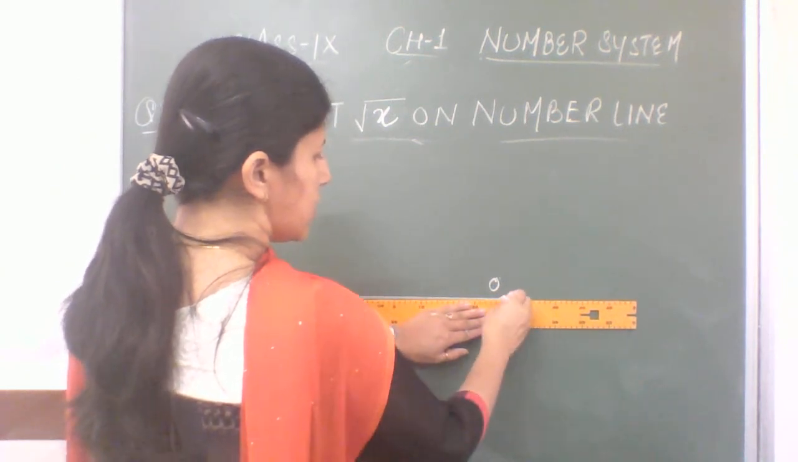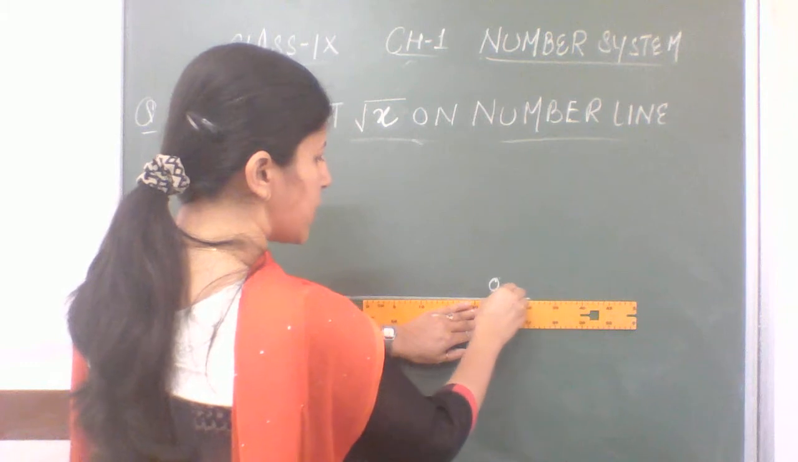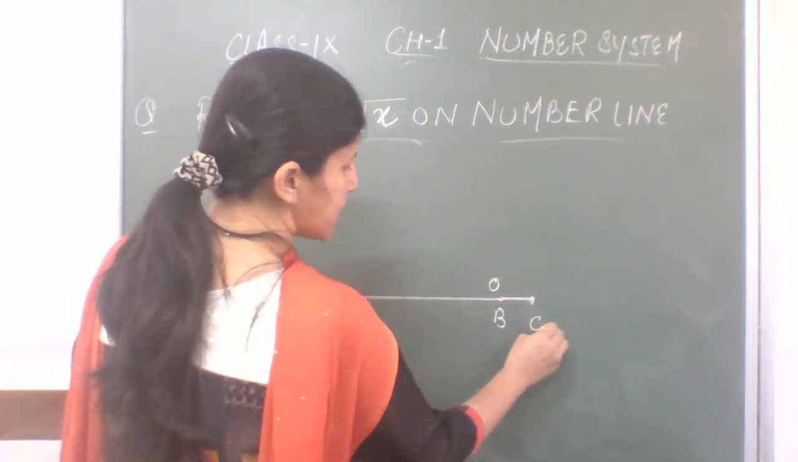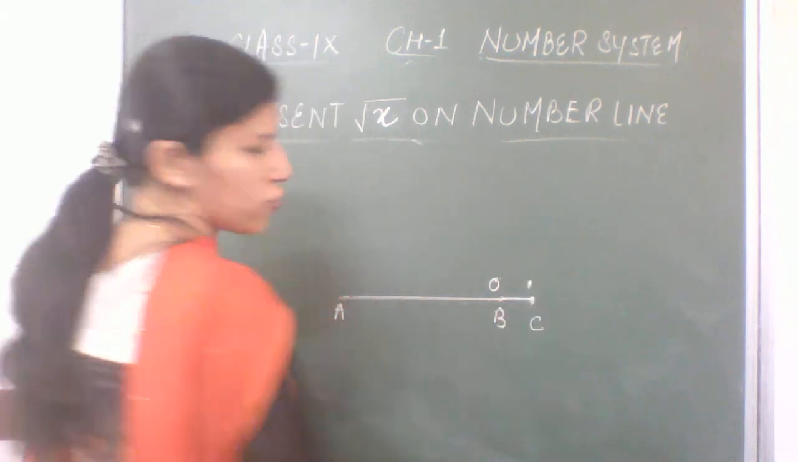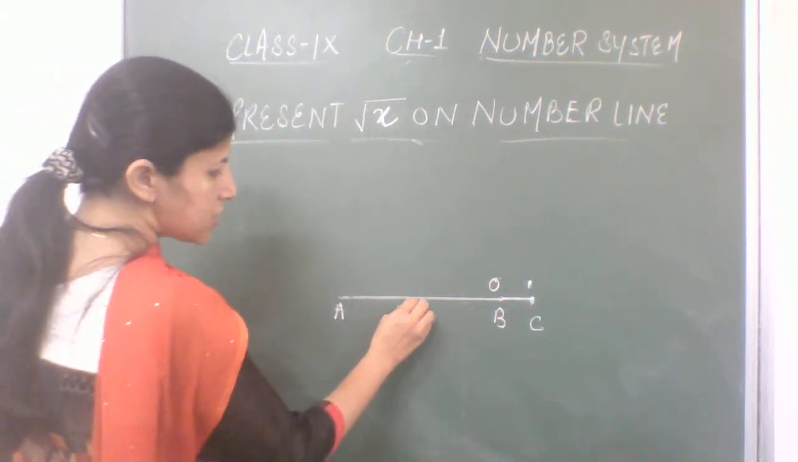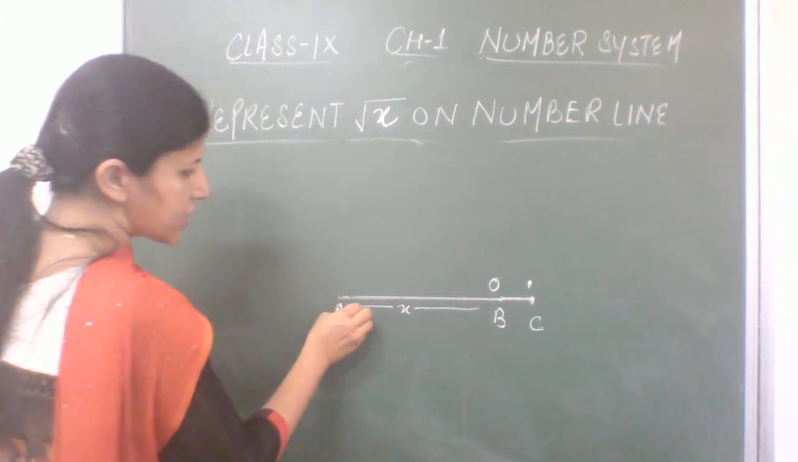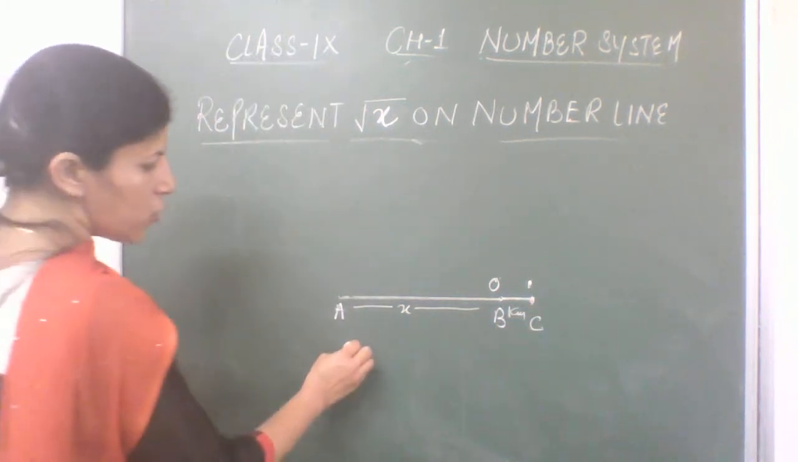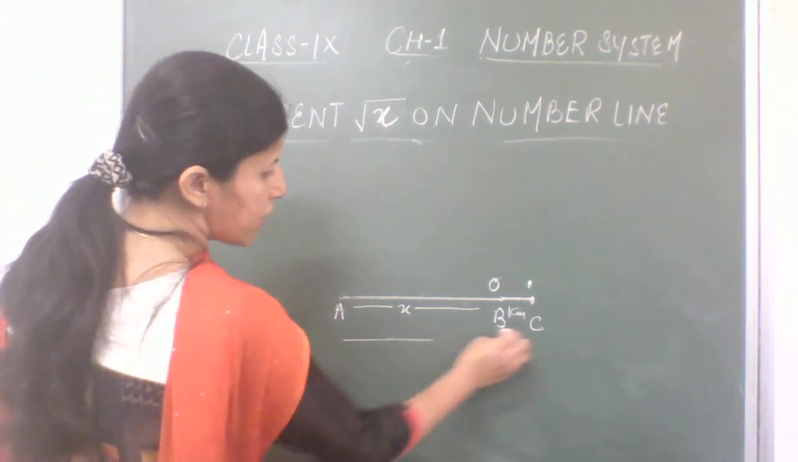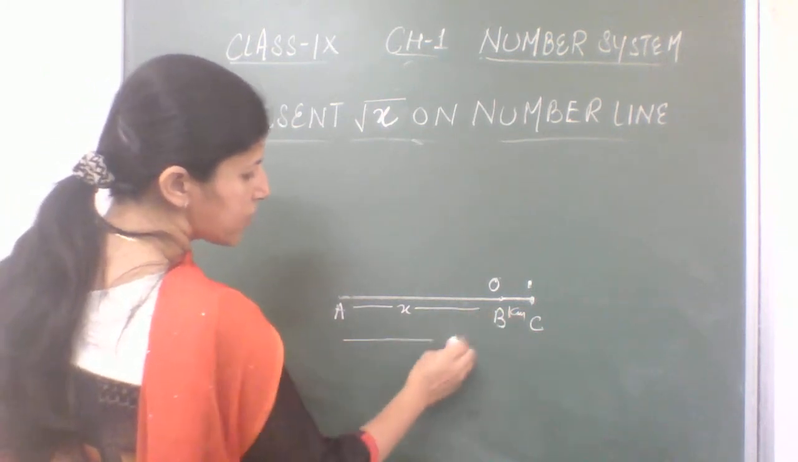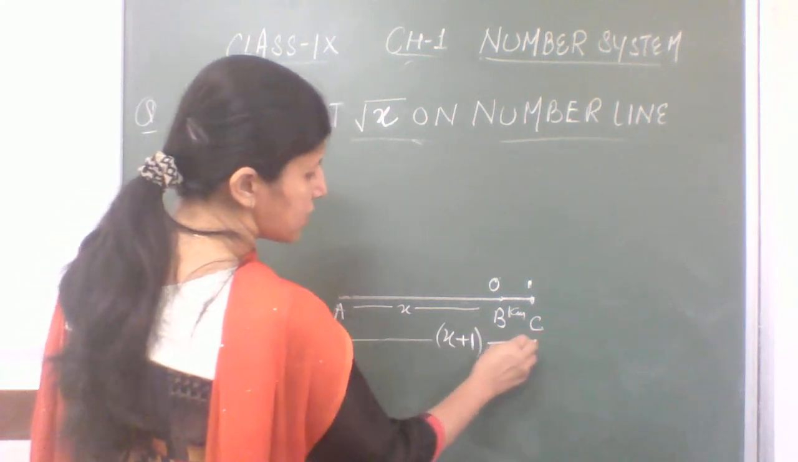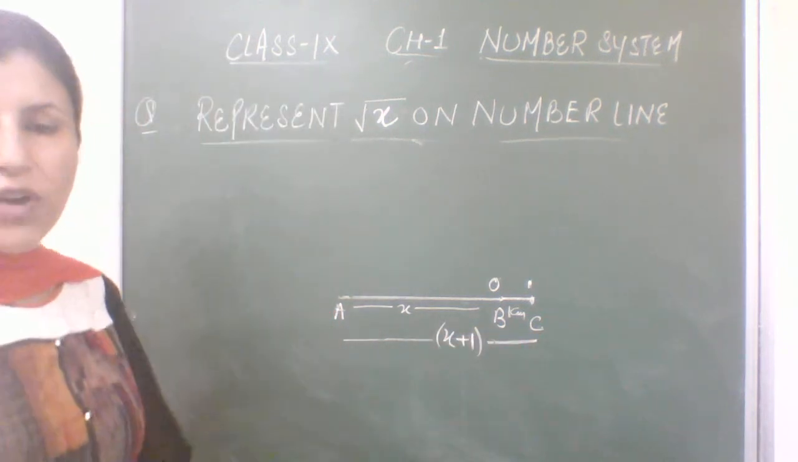Right? By extending it by 1 centimeter, this point you have to mark as C and consider it as 1 on your number line. This AB was of length x centimeter and BC is of length 1 centimeter. What is the length of AC? It will be addition of both of them, that is x plus 1 centimeter. Is it clear?